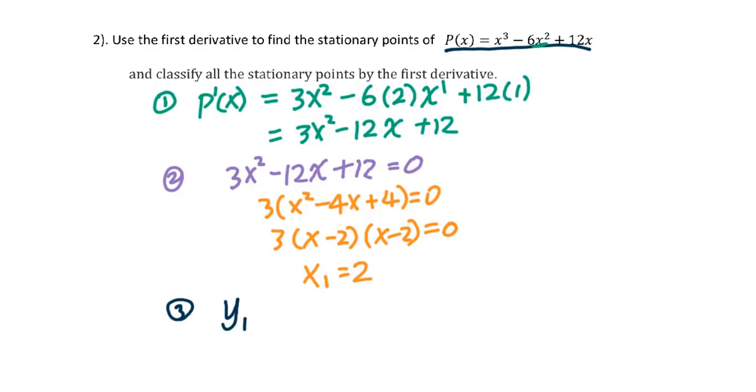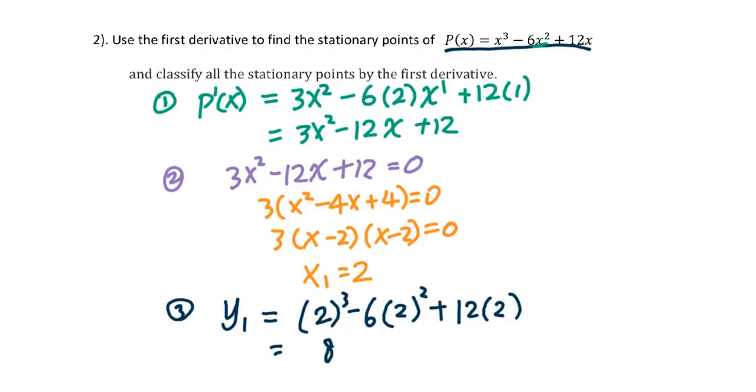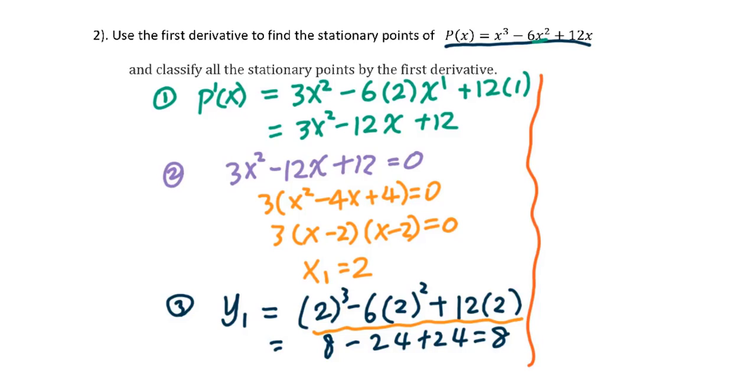Third, we want to get the y1. That equals, we substitute this 2 for this x in the original function. You will get 2 to the third power minus 6 times 2 squared plus 12 times 2. So you will get 8 minus 24 plus 24 equals 8. For this one, you can use a graphing calculator to get the answer. Now we already know the stationary point, that is (2, 8).